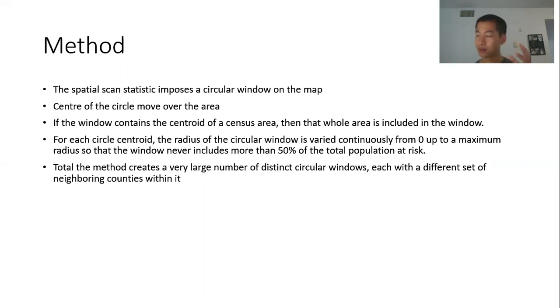The circle we had in the previous map can be small, it can be big. However, it can never include more than 50% of the total population at risk. As you can see, as the circle travels around the map, it can connect nearby counties into one study.